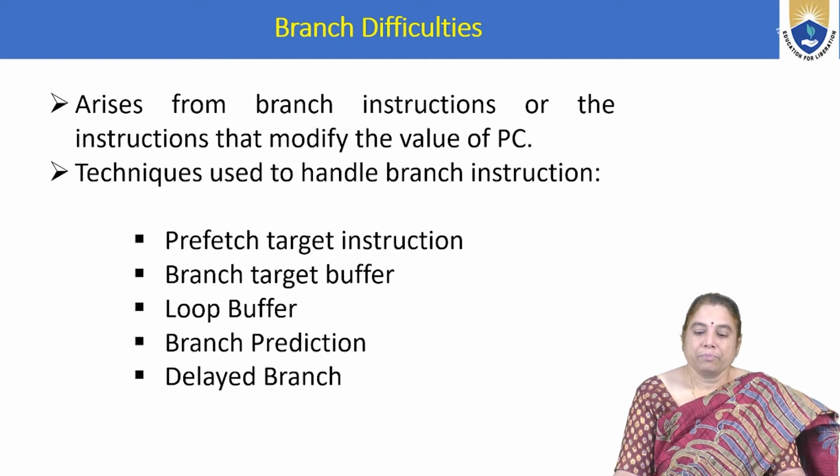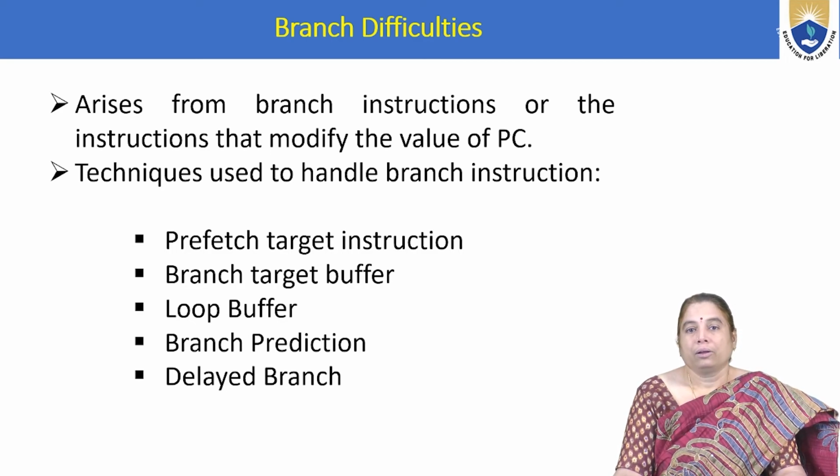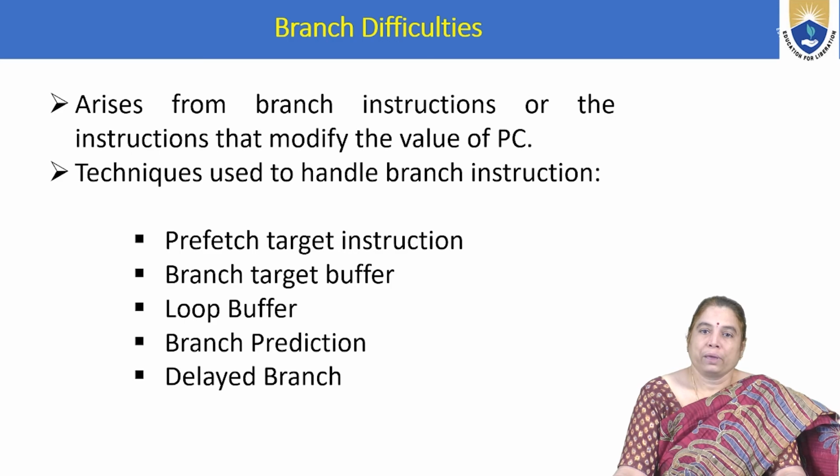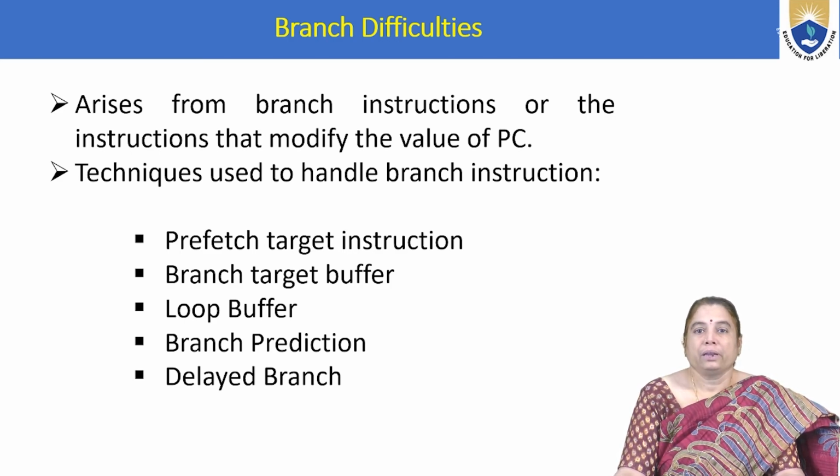The third one is branch difficulties. These difficulties arise from branch instructions or instructions that modify the value of the PC. Whenever a branch occurs, the PC value is updated and the pipe is emptied in order to alter the sequence of execution of the program. The first technique to handle branch instructions is to prefetch the target instruction.